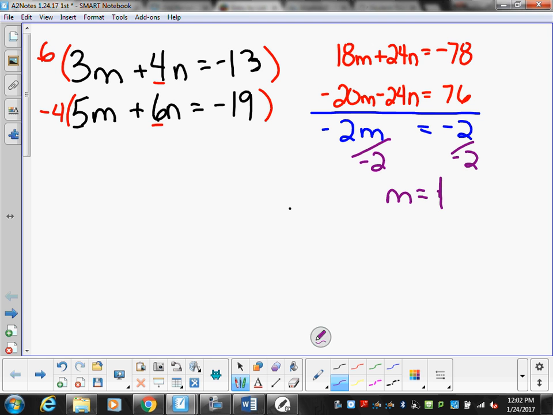So m equals 1. What do you do, negative 78 minus 76? Actually, it's a plus 76. Sorry. So if you wanted to find m first, if I wanted to eliminate the m first, I would have multiplied the top row by 5 and the bottom by negative 3.